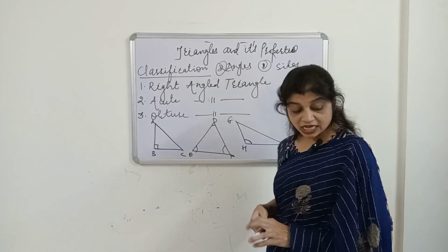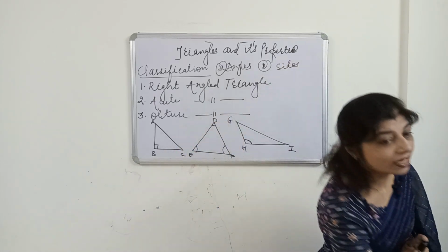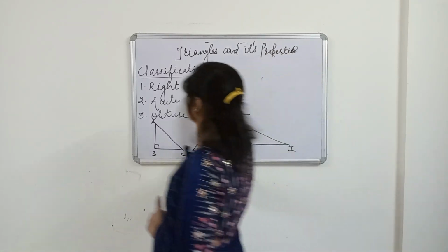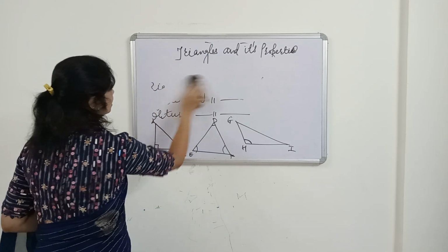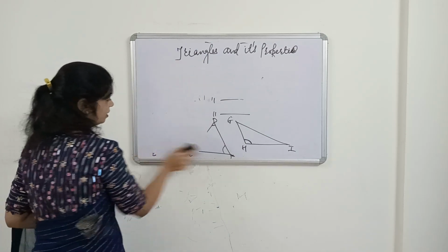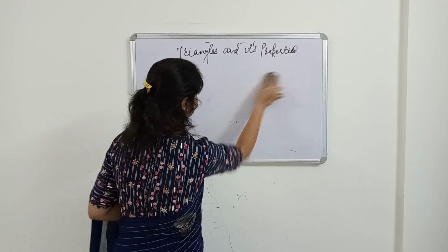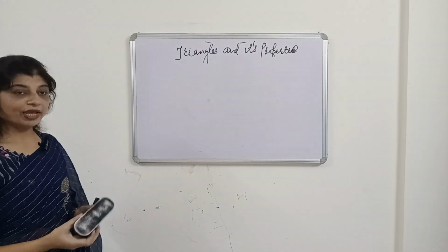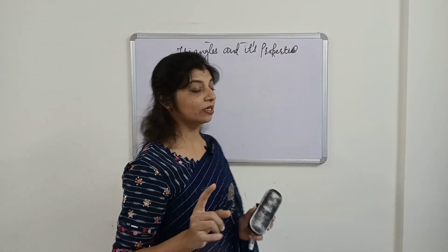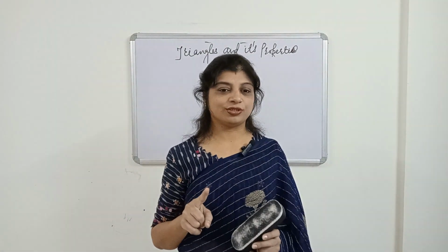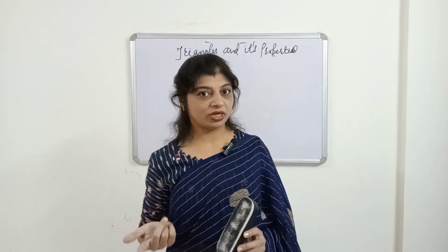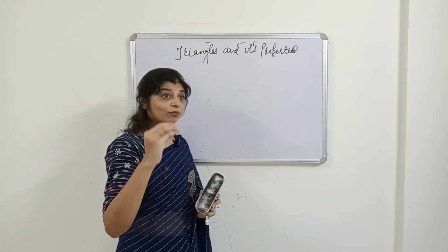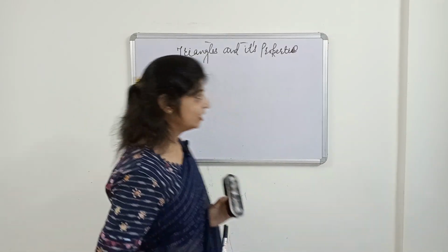Exterior angle property means when you draw an exterior angle outside of any triangle, it has a property. The exterior angle property of a triangle states that the measure of, don't say major, say measure, the measure of an exterior angle is always equal to the sum of its interior opposite angles.